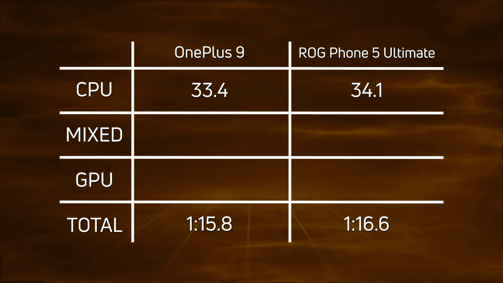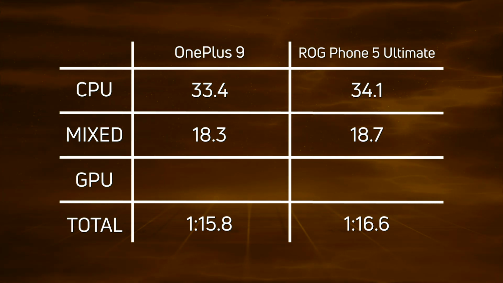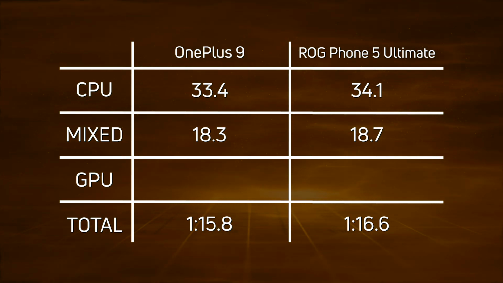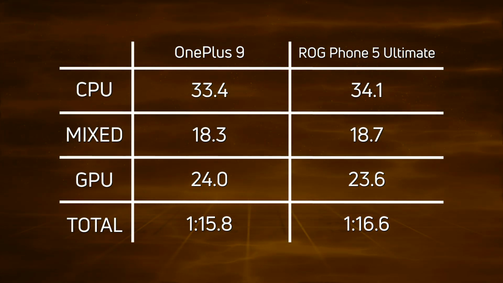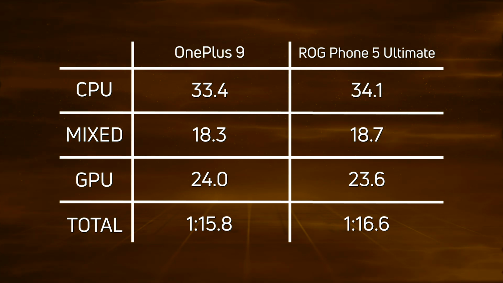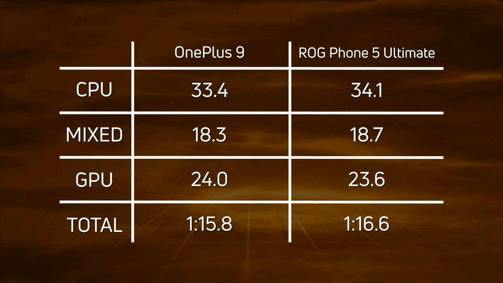of the OnePlus 9. When you get to the mixed CPU-GPU, we saw a slightly higher frame rate there on the OnePlus 9. So it's 18.3 versus 18.7. However, when we get into the GPU test, we actually see a win for the ROG Phone 5, 23.6 versus 24, so a difference of 0.4 seconds. However, not enough to catch up completely with the OnePlus 9, so it wins with 1 minute 15.8.